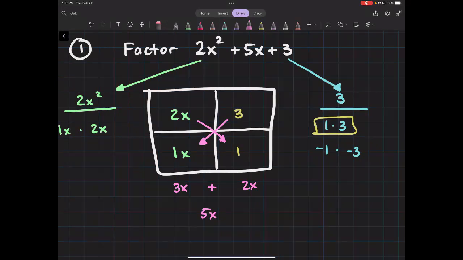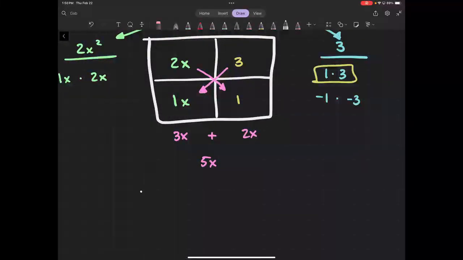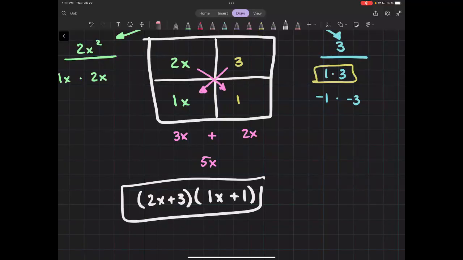Okay, so how you arrange it is you go across. You see the 2x and the 3? You're going to put them together. 2x plus 3 times, you could do 1x or you could do x. It's okay. Plus 1. Okay? And that's it. Alright? Since this is the first one for the new lesson, I will check.